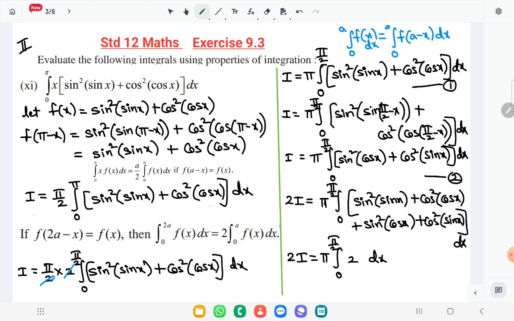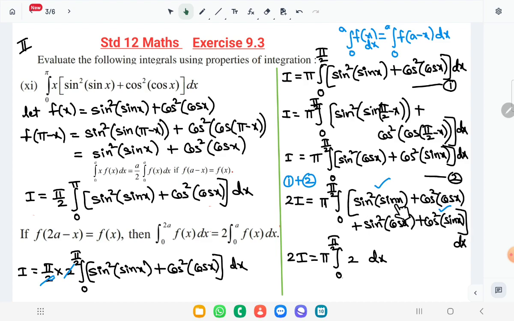Now after doing this, let's add equations 1 and 2. If I add 1 and 2, we'll get I plus I, which becomes 2I. Here also we have pi, so you can take pi as common. The same integral 0 to pi by 2, here also we have 0 to pi by 2. If we take the integral common, we can add sine square of sine x plus cos square of cos x plus sine square of cos x plus cos square of sine x. Now if you see here, sine square of sine x and cos square of sine x, these two have the same angle, sine x.